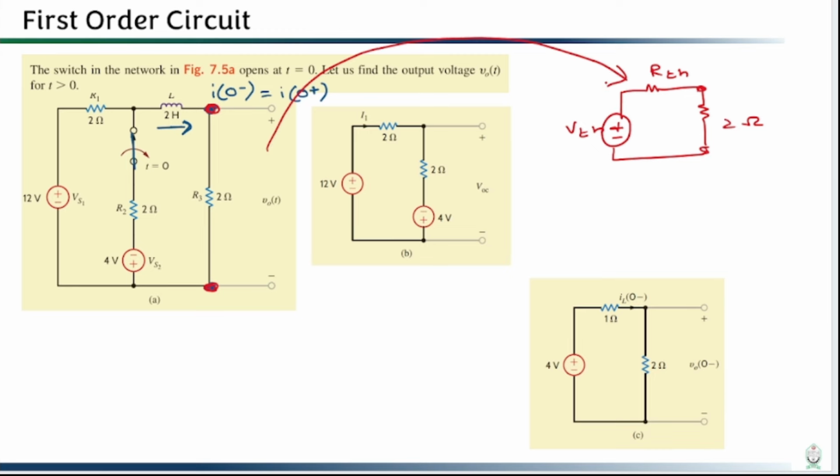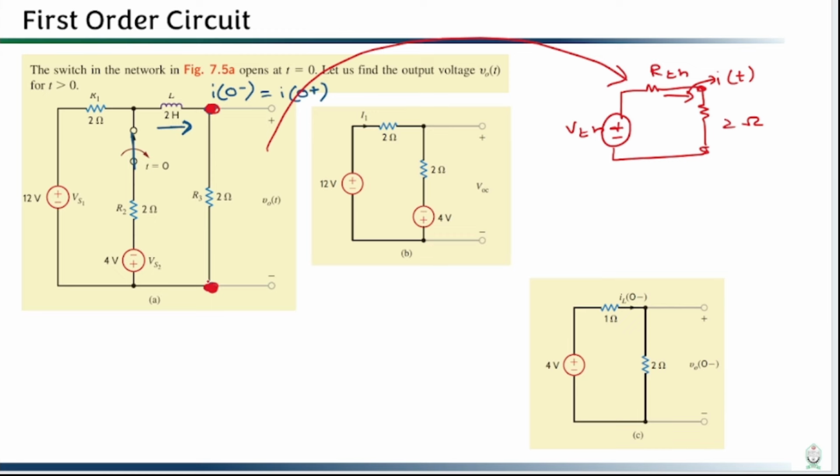If we can convert our circuit this way, from here we can calculate the current that will go through this path, and that will be the initial condition for current passing through the inductor. Now our task at hand is that we will convert this circuit, looking from these nodes, into a Thevenin equivalent network.